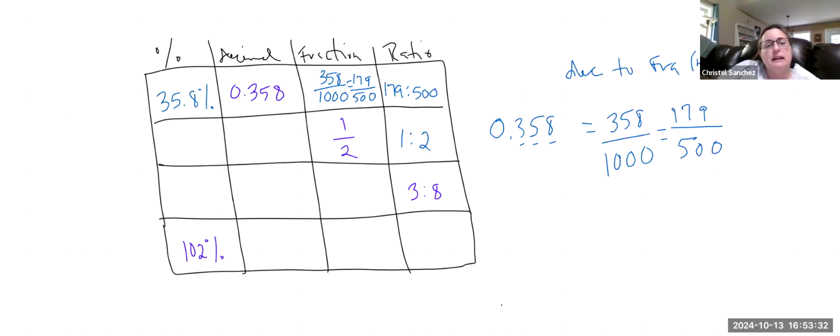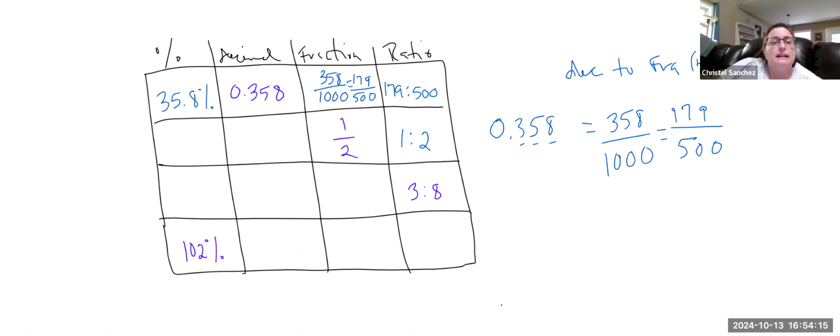On the ratio, all you're doing is taking your fraction, taking the top number, putting it here, putting a colon, and then putting the bottom number. That is how you make a ratio. Now, we're going to talk in a little bit about how to tell if your ratios are proportioned, or how to find missing numbers for ratios. But just for right now, from converting, you're just going to take that fraction and rewrite it with the colon in the middle, the top number and bottom number.